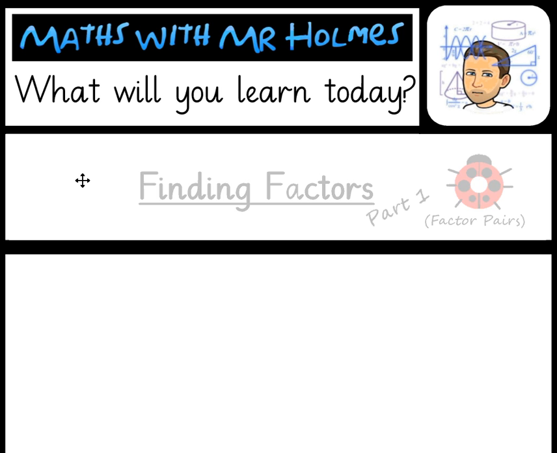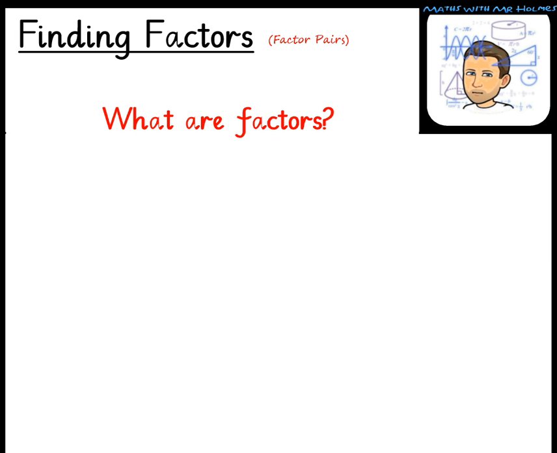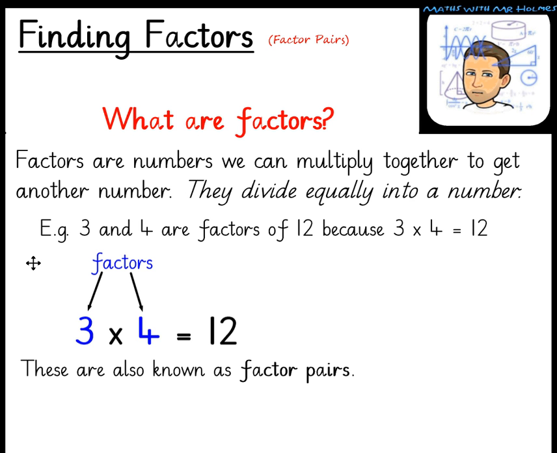Let me tell you, it's Finding Factors, Part 1, Factor Pairs. So the question that you'll be asking, what are factors? Factors are numbers we can multiply together to get another number. They divide equally into a number. For example, 3 and 4 are factors of 12 because 3 times 4 equals 12. These are known as factor pairs.